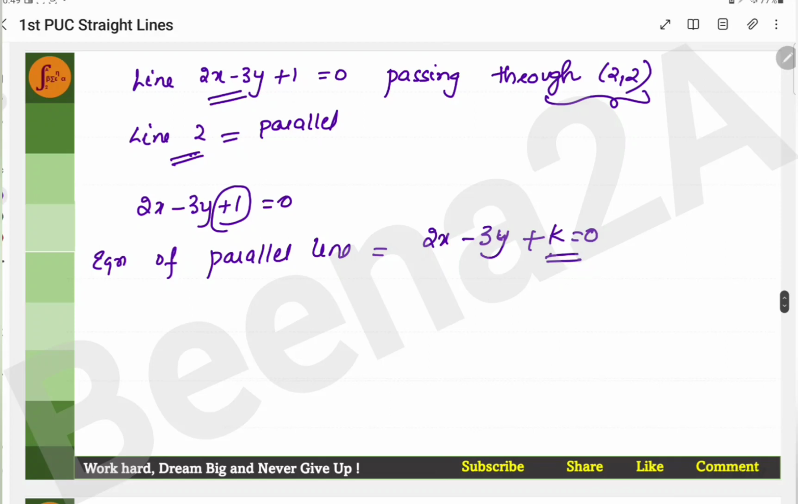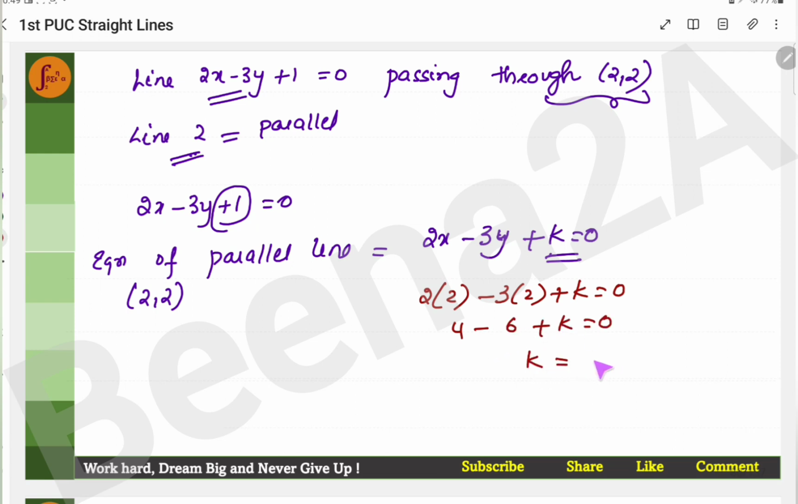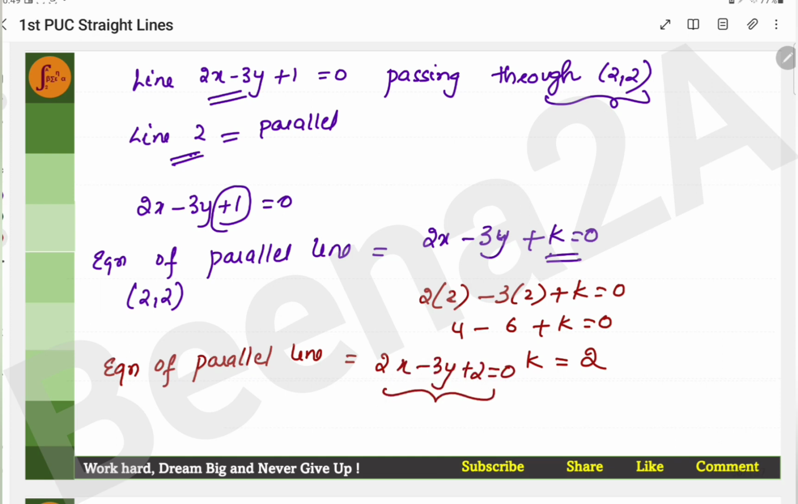Now how do I find the value of k? Take the point, which is 2 comma 2. Now substitute. This will be 2 into 2 minus 3 into 2 plus k is equal to 0. So it will be 4 minus 6 plus k, so k is equal to 2. So now I'll take this equation. The equation of the parallel line is 2x minus 3y plus 2 is equal to 0. Instead of k I am putting the value, which is plus 2.